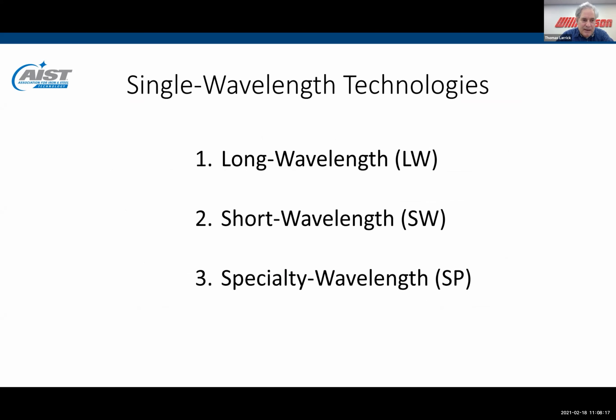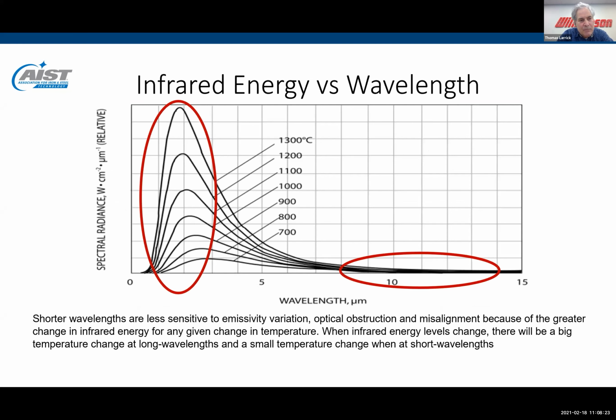For the single wavelength technologies, the short wavelengths are much more accurate when we have a variation in emissivity or optical obstruction or misalignment. What we see here is a graph that shows infrared energy versus wavelength.